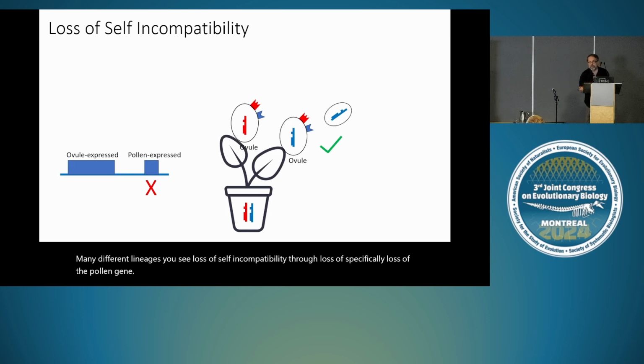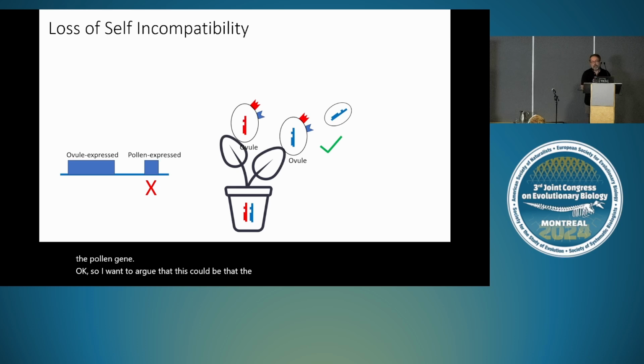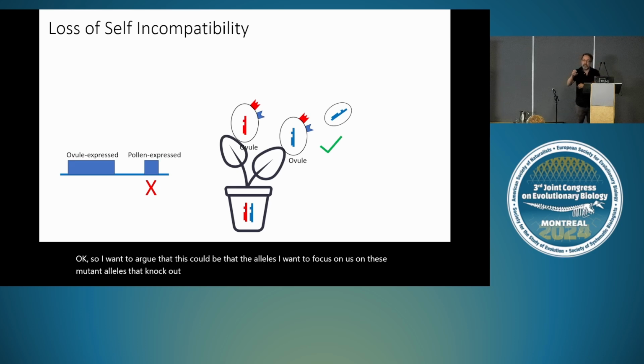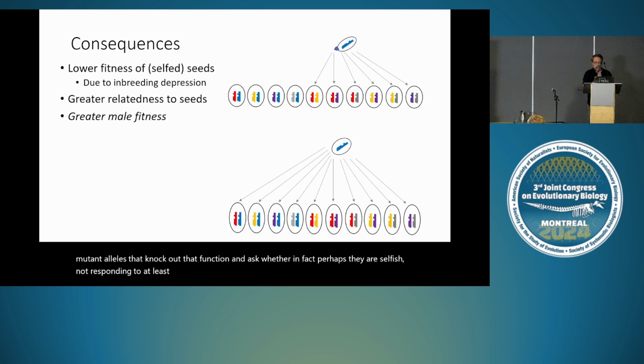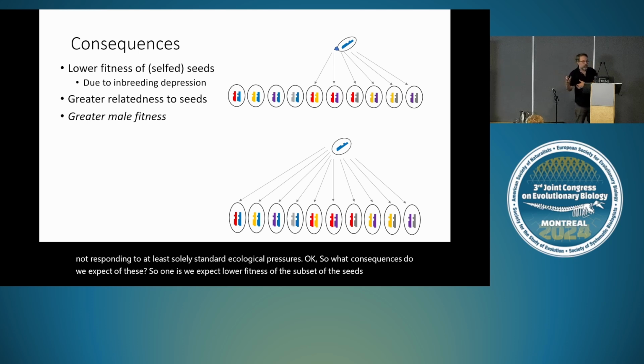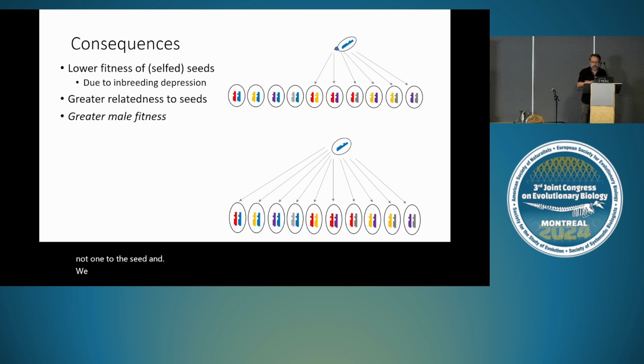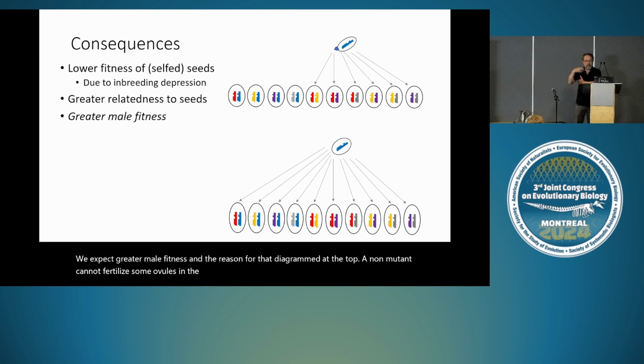Okay, and so I want to argue that I want to focus on these mutant alleles that knock out that function and ask whether, in fact, perhaps they are selfish, not responding, at least solely, to standard ecological pressures. So what consequences do we expect of these? One is we expect lower fitness of the subset of the seeds that are selfed. We expect greater relatedness to seeds: the mother transmits 2 alleles, not 1, to the seed. And we expect greater male fitness. And the reason for that, diagrammed at the top, is that a non-mutant cannot fertilize some ovules in the population, whereas a mutant may be welcomed by all ovules in the population.